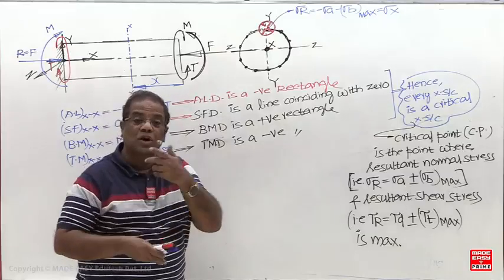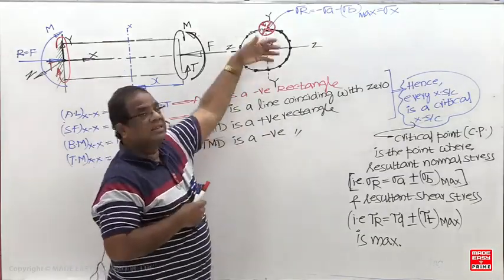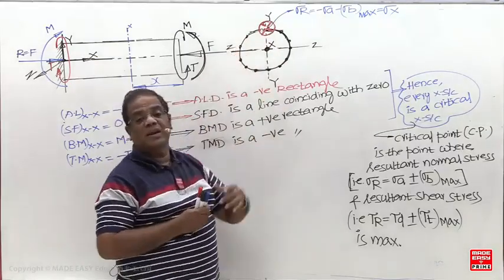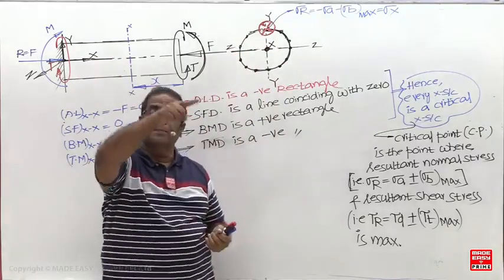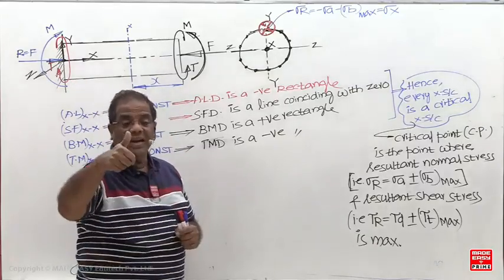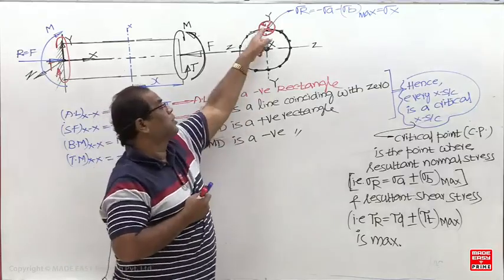If axial load and twist moment are acting, axial stress is the same everywhere, but torsional shear stress is maximum on the periphery. Now which point is critical? Any point on the periphery is a critical point. But if bending moment and twist moment are acting, which points are critical? Top and bottom.